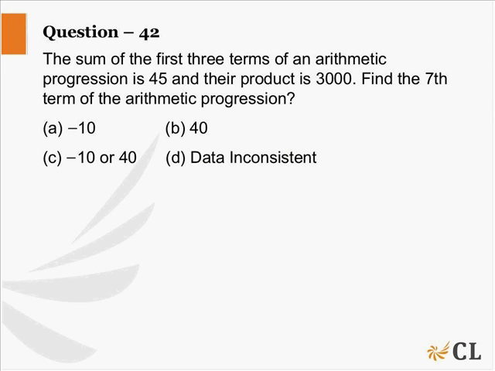AP, right? Okay, the sum of first 3 terms in an AP is 45. Whenever you assume 3 terms in an AP, it has to be A minus D, A and A plus D. Always remember it.